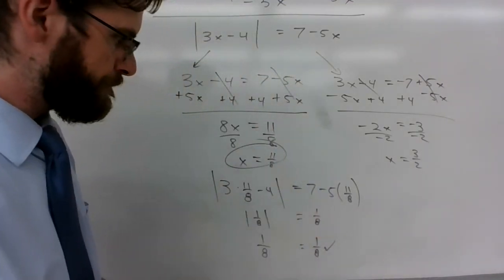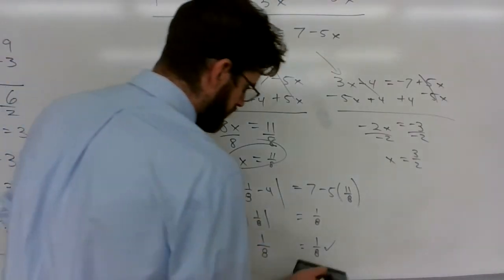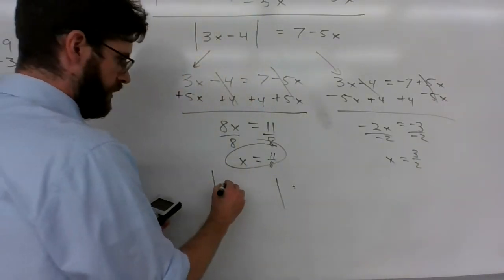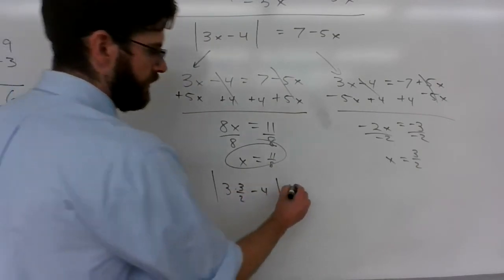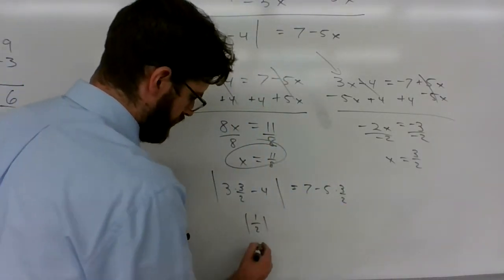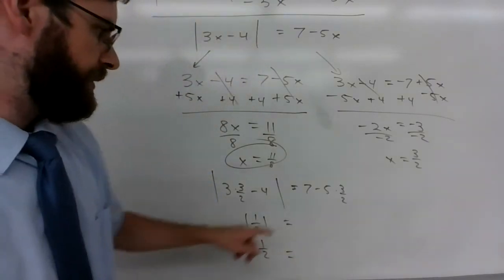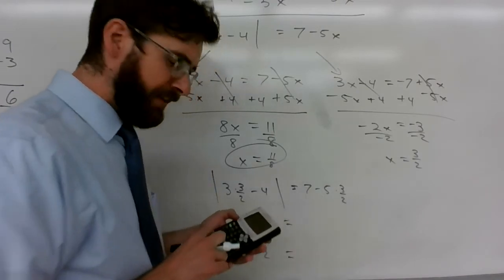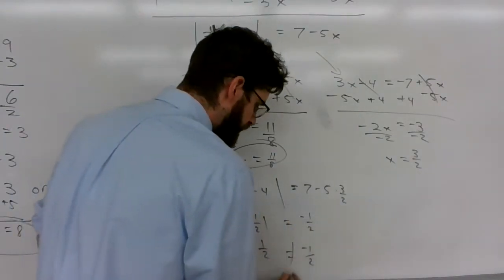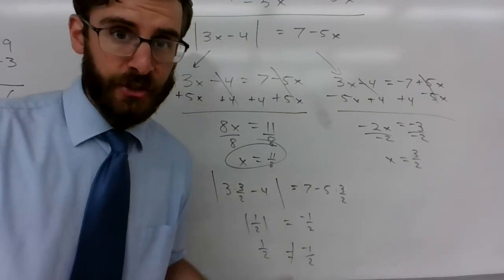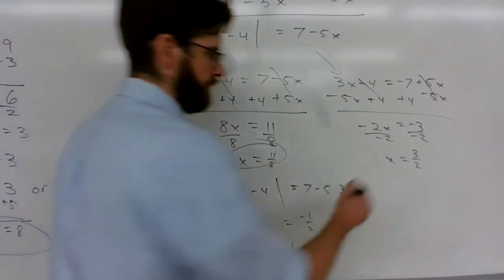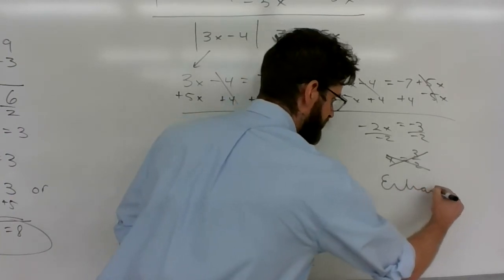When you try the next one, I'll just use the same space. Again, if you needed to look at that, pause it, rewind the video. 3 times 3 halves minus 4 versus 7 minus 5 times 3 halves. Oh, this is going to be the absolute value of a half, which is a half. And this is going to be 7 minus 15 over 2. I believe that's negative a half. Oh, it is. Okay. So there's a situation where you get an extraneous solution. You change the fundamental being of this equation, and it rejected that solution. Extraneous.